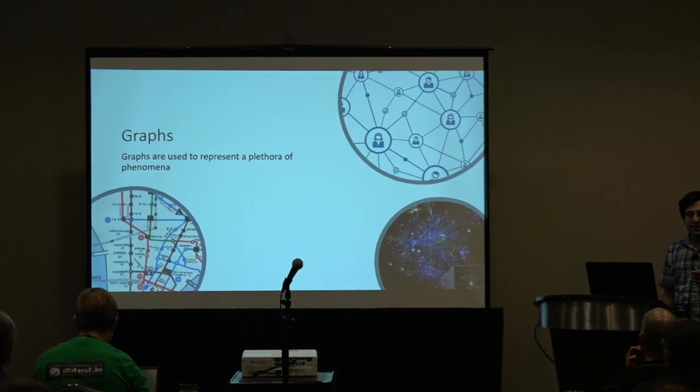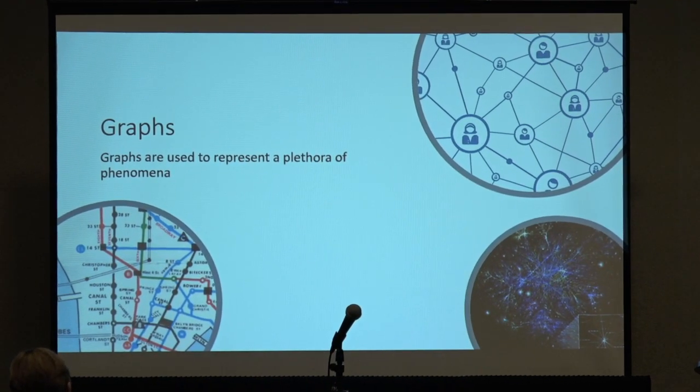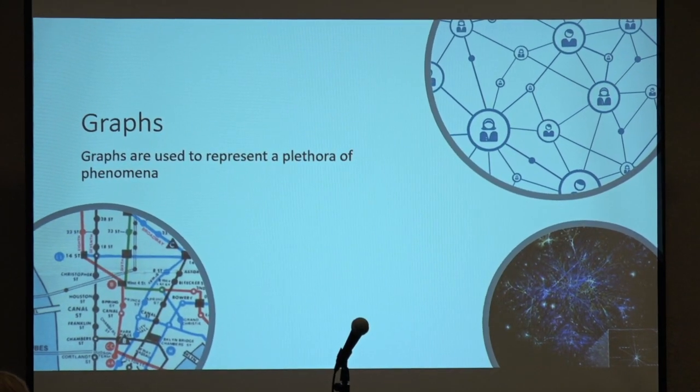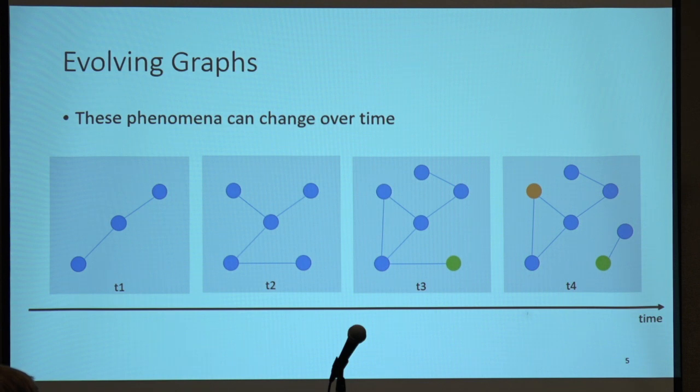Graphs are used to represent many phenomena such as transportation networks, social networks, the web, collaboration networks, and so on. These phenomena can change over time. New vertices can get added, new edges can be created, some attributes might change, even some nodes or edges might be removed from the graph.